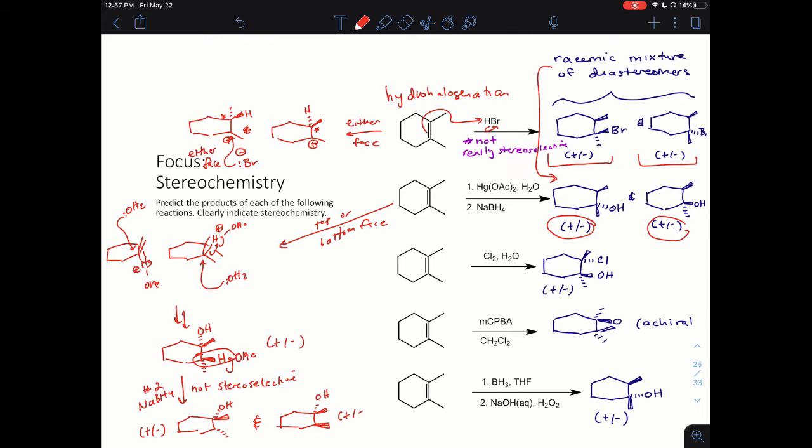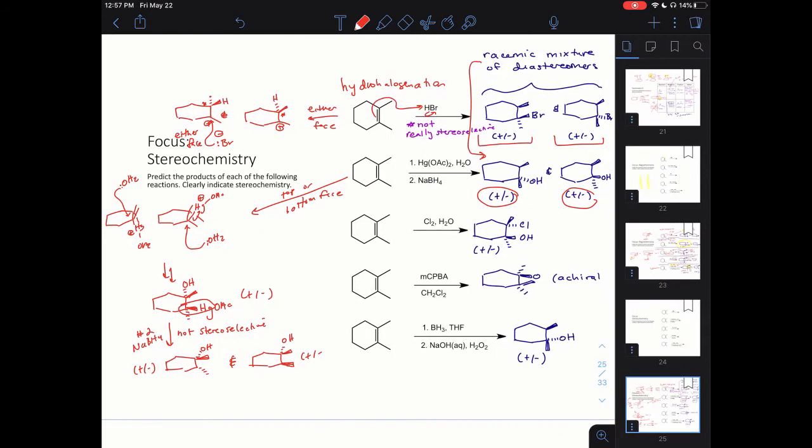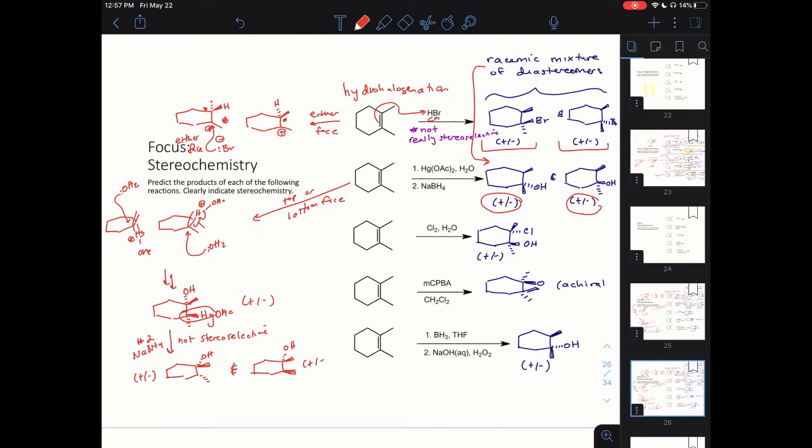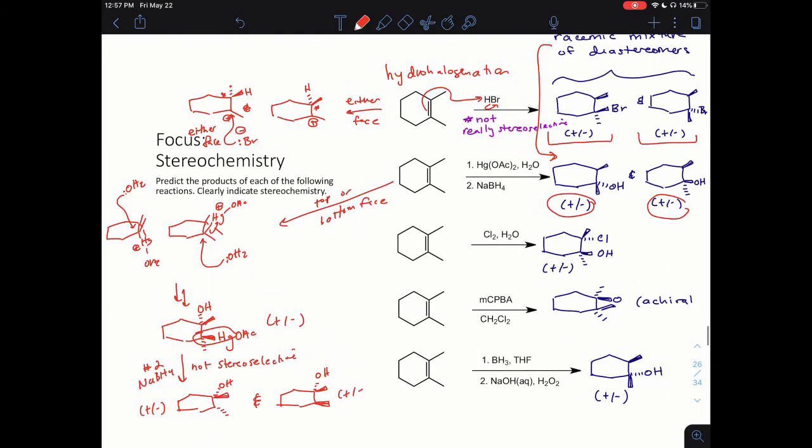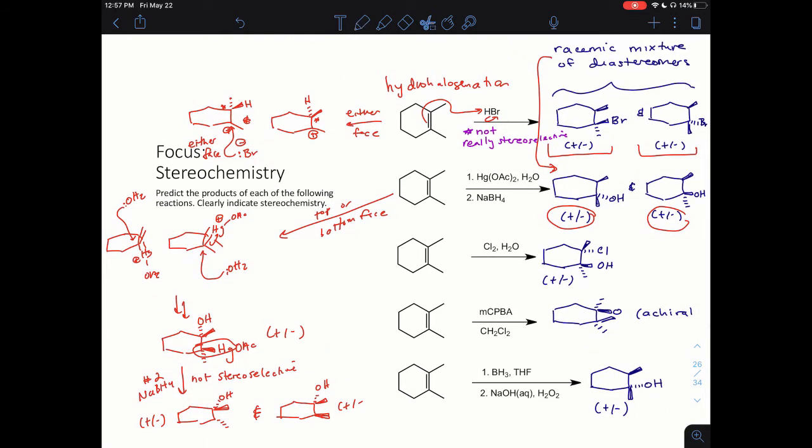Now, thankfully, luckily, these next 3 reactions actually have some stereoselectivity and stereospecificity. So that'll be nice for us. I'm going to make some room so we can take a look.